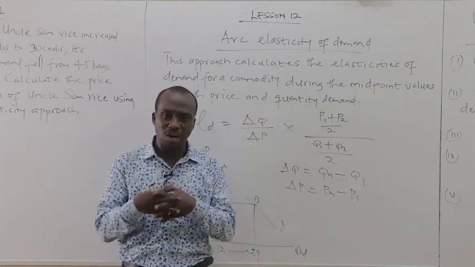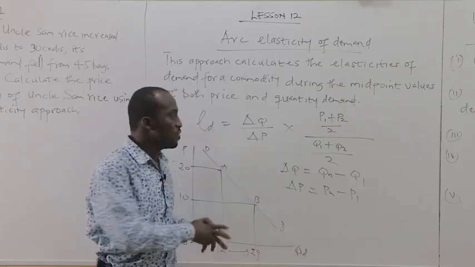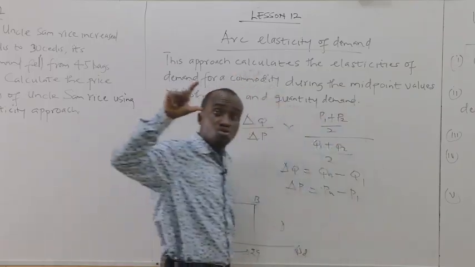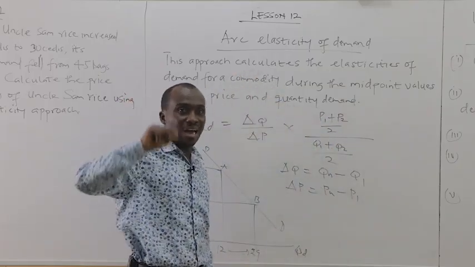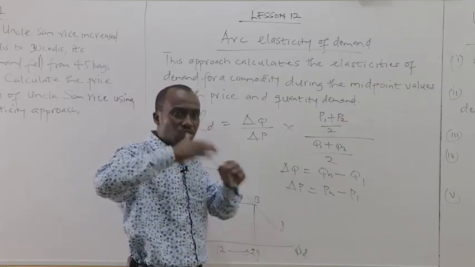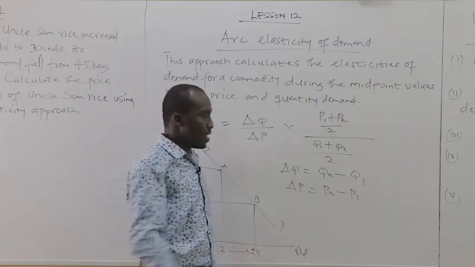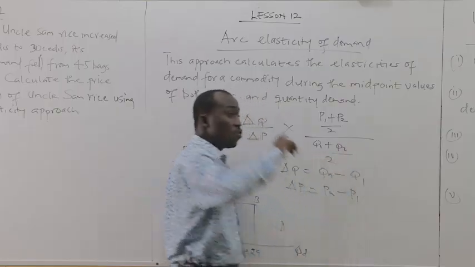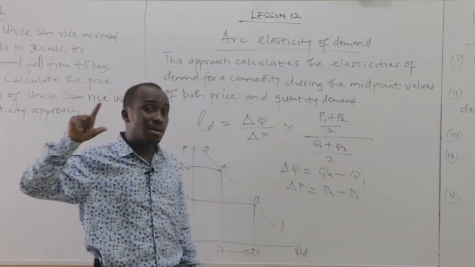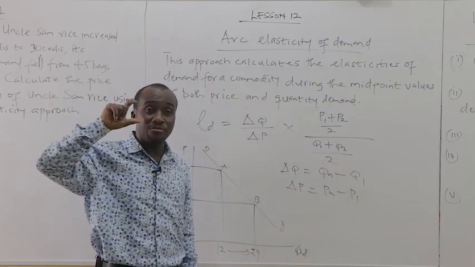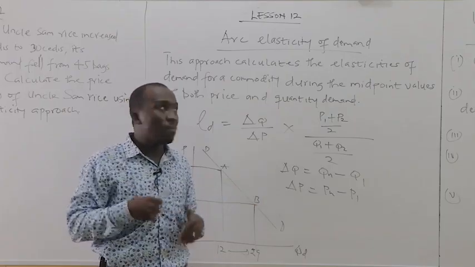So they saw that the midpoint will solve that problem, because it will give you one value for the two prices, so that you don't get different values when you change the figures. In the same way here, to give you one value for quantity 1 and quantity 2, so that you don't get different values. That was the idea.